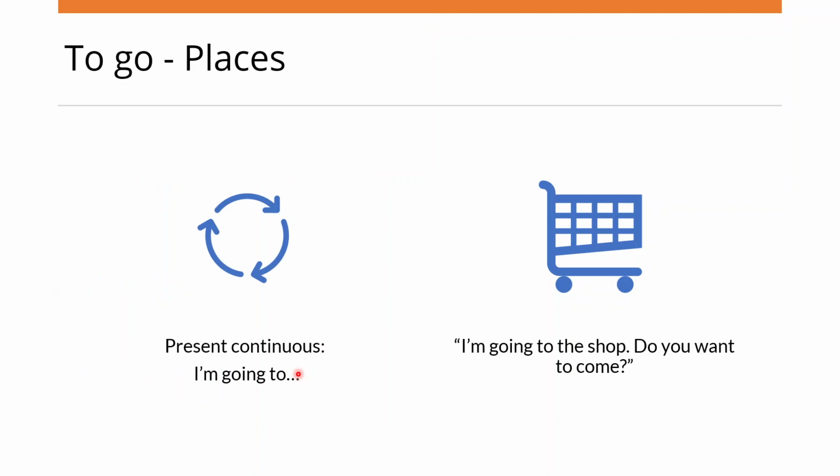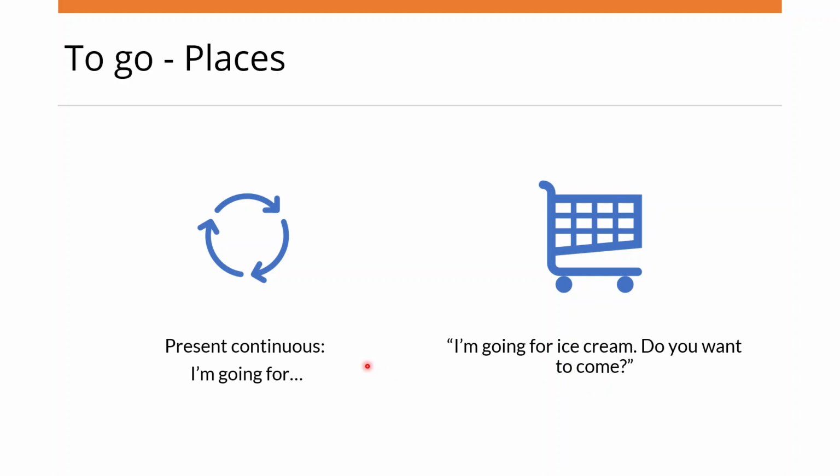So when we talk about going to places, we often use the present continuous form of the verb to go. So we use going, which is the present continuous form, with ing on the end. For example, I'm going to the shop, do you want to come? Or I'm going to the cinema, do you want to come?